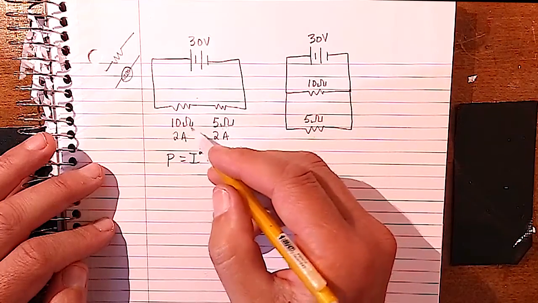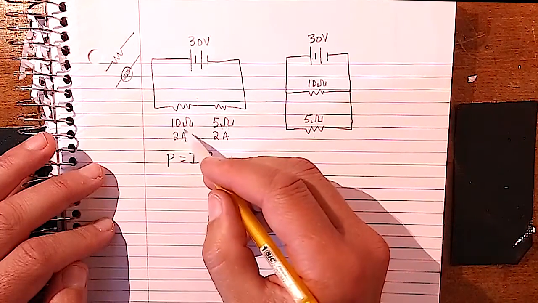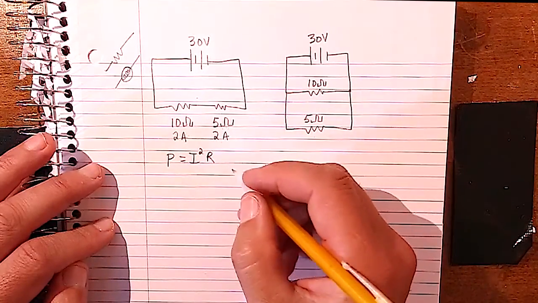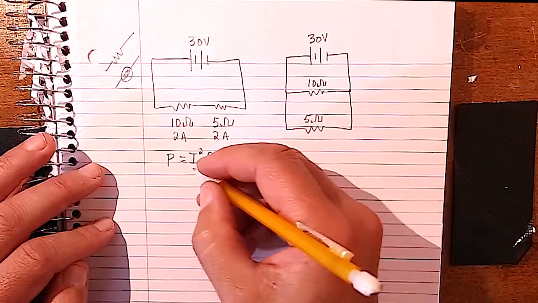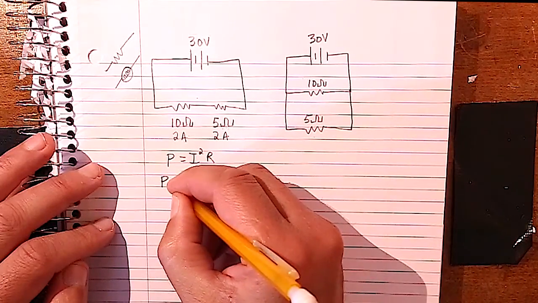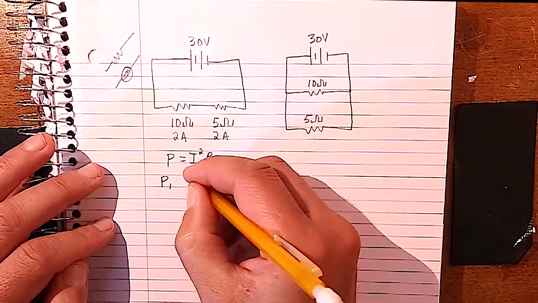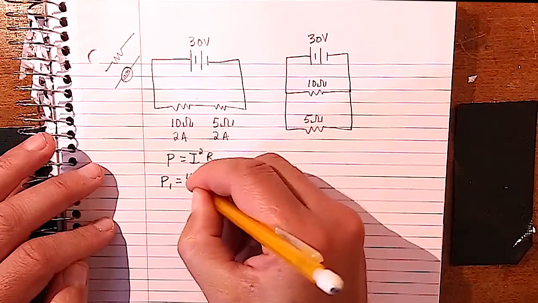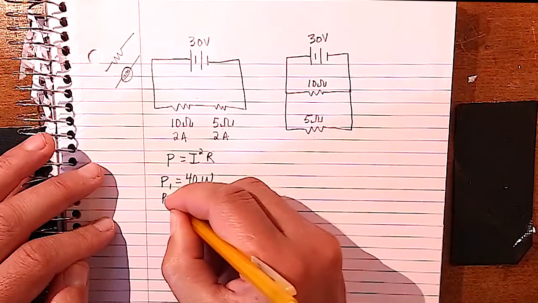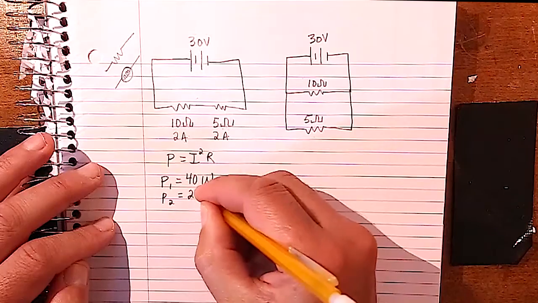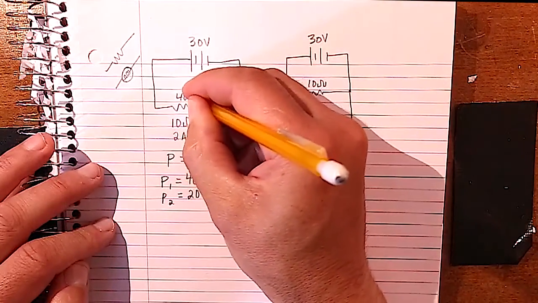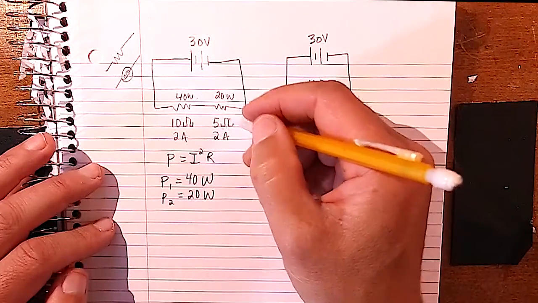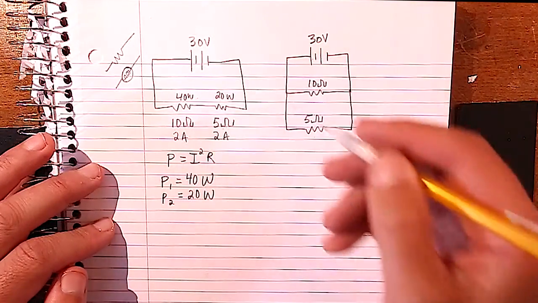So in this case, in a series circuit, the resistor that has more resistance is the one that will glow brighter. Now, you can put the numbers in and do the math, but I already did it, and that's going to be, for the first one, the 10 ohm resistor, 40 watts. And for the second resistor, that comes out to half as much, that's 20 watts. So this is 40 watts, and this is 20 watts. So again, in a series circuit, the higher resistor glows brighter.